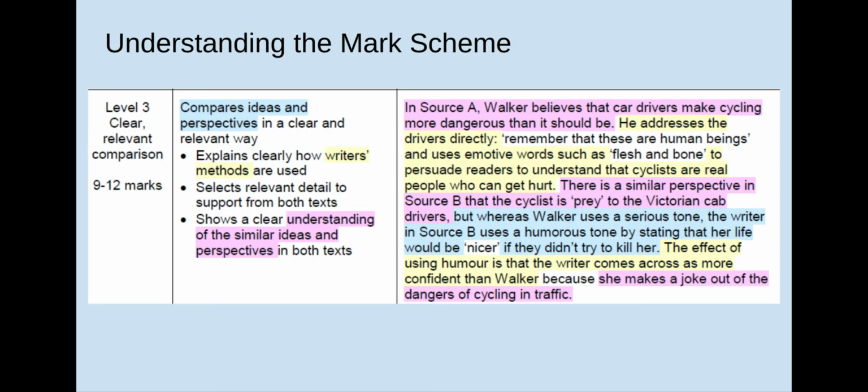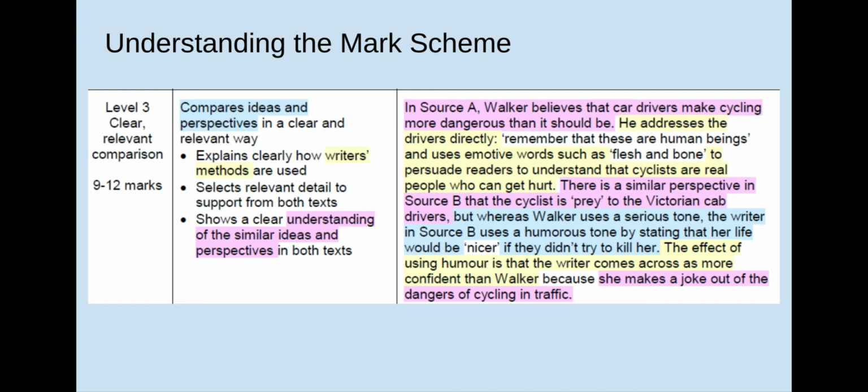Okay, so if we have an example of the mark scheme here for a level 3, clear and relevant, this hits all of our mark scheme. It has comparisons of ideas, it has writers' methods, and it has in purple there clear understandings of similarities. In source A, Walker believes that car drivers make cycling more dangerous than it should be. He addresses the drivers directly. Remember that these are human beings, and using emotive words such as flesh and bone to persuade readers to understand that cyclists are real people who can get hurt.